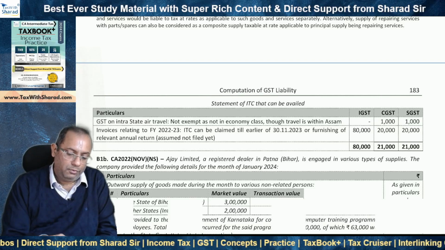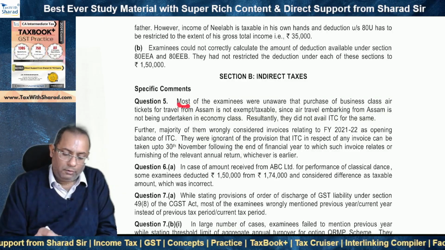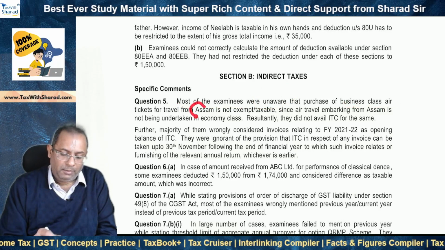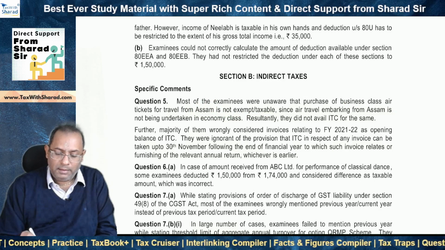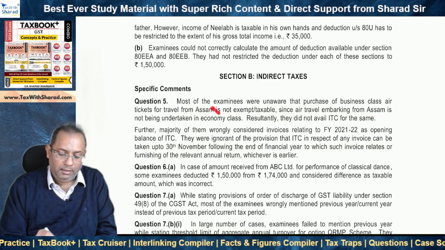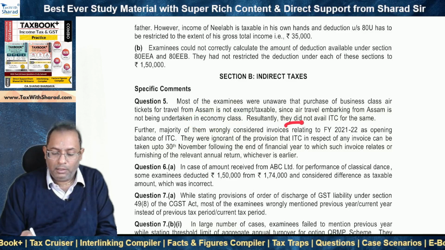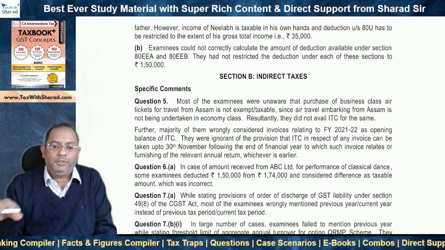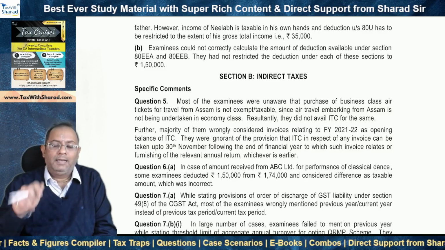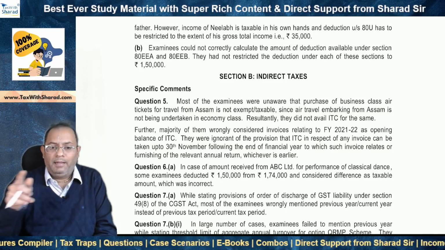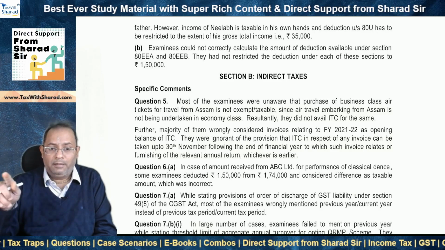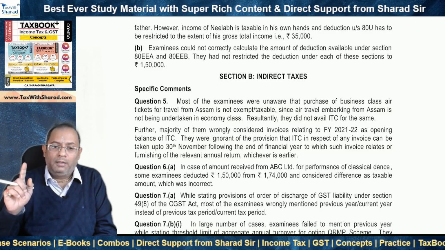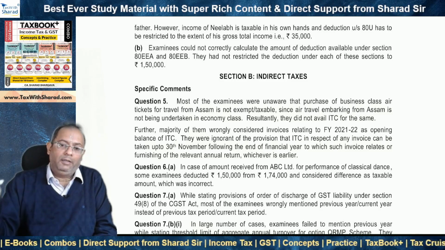But what did the students do? Most of the examinees were unaware that purchase of business class air tickets for travel from Assam is not exempt but taxable, since air travel embarking from Assam is not being undertaken in economy class. Resultantly, they did not avail ITC for the same. So you need to be clear that it's not only the state which you need to check, you also need to check what is the class. If it is economy class and if the state is as listed in the exemption entry, then only GST will be exempt. If not, then GST will not be exempt and consequently you can avail ITC.